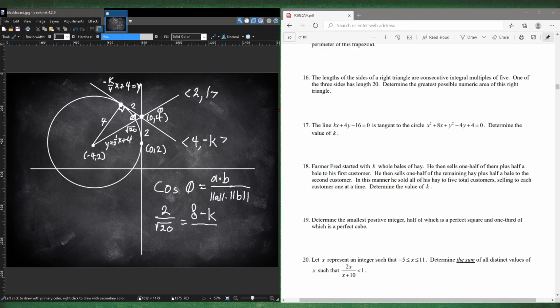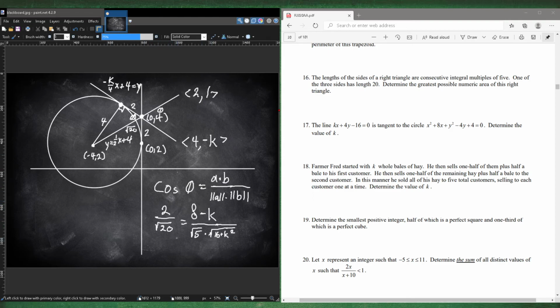And then the magnitude of a, so that's just 2 squared plus 1 squared, and then the square root of that. So that's 2 squared, which is 4, 1 squared is 1, so 4 plus 1 is 5, so that's square root 5. And then the magnitude of b. So 4 squared is 16. Negative k squared is k squared. So it's 16 plus k squared, times square root of 16 plus k squared. Okay, so now we have this formula.